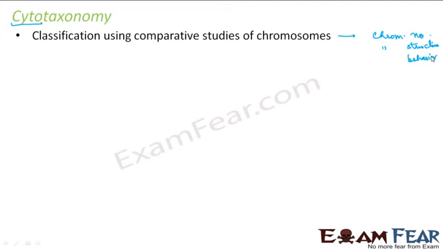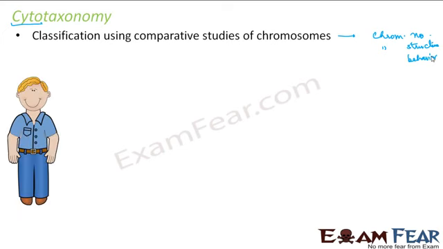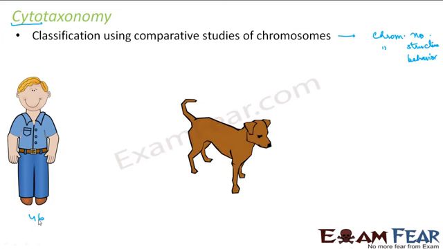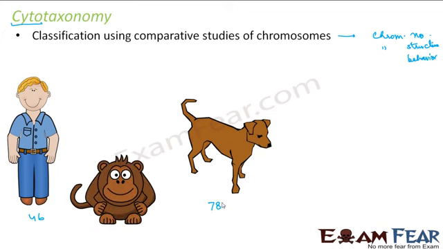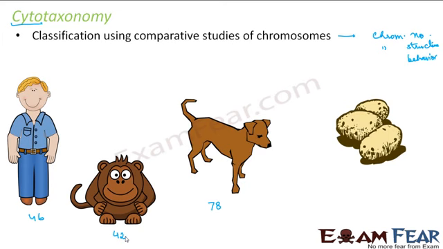So when I say number of chromosomes, you will see that different organisms have different number of chromosomes in their cell. For example, if you consider a human being, the number of chromosomes in human beings is 46. Whereas if you consider a dog, the number of chromosomes in a dog is 78. You compare a monkey, the number of chromosomes here is 42. You compare potato, the number of chromosomes here is 48. Consider a green algae. Here the number of chromosome is 20. So the number of chromosome varies with different types of organisms.